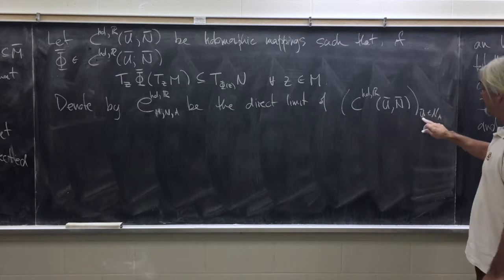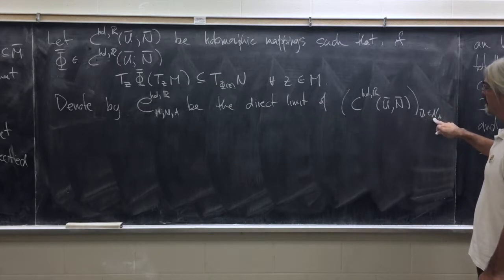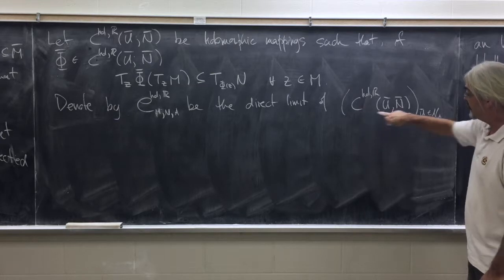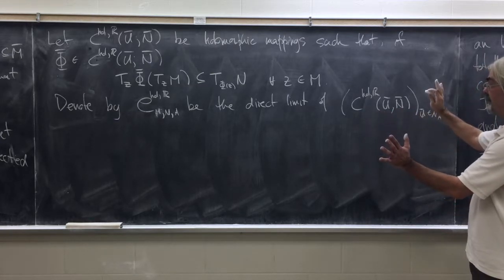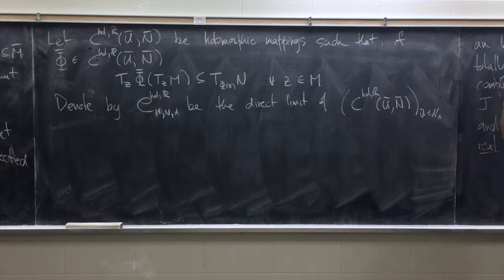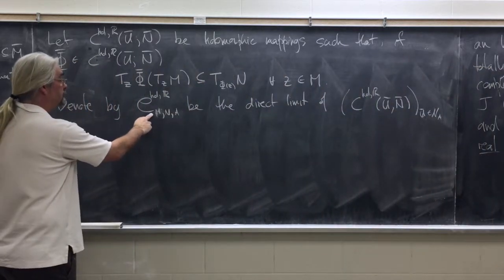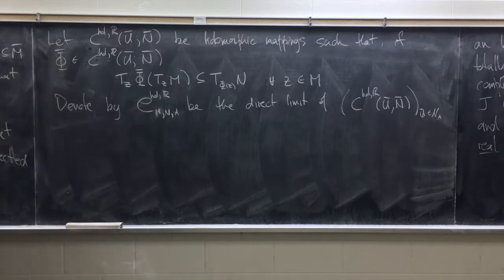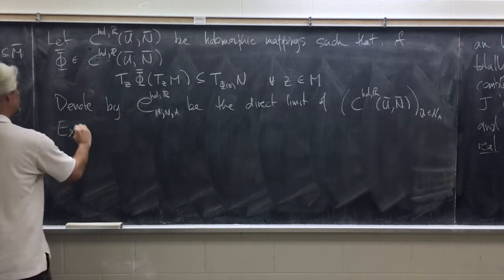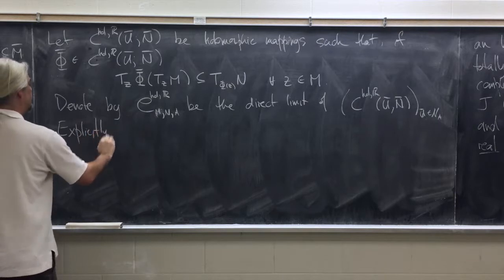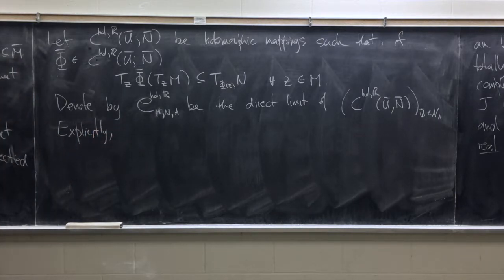So here's what I do. I fix a neighborhood U bar in N sub A. This defines a nice space of holomorphic functions. This has a nice topology, namely the compact open topology that we defined for holomorphic functions. Now what you do here is you're taking the direct limit over this directed set. Let me be explicit about that, because we're going to see this construction a lot, so I should explain it as perfectly as I can.